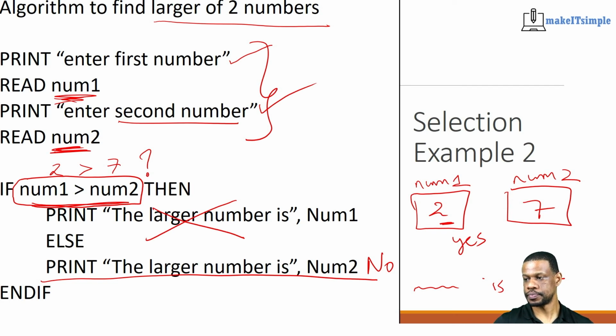So we've proven that this works. And it's a list of instructions that we give to the computer, and now the computer has the ability to make a decision because we created something called a condition.